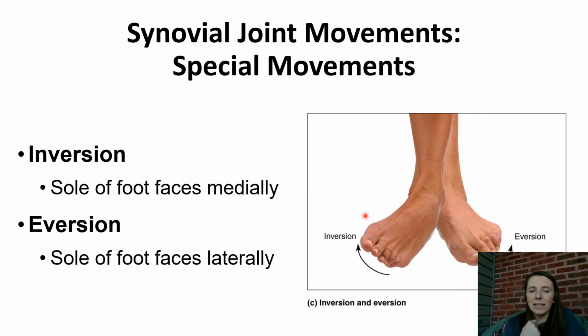And then the opposite of inversion is eversion, and this is a much harder one to accomplish just because of the structural anatomy of the ankle itself. But in eversion, you're going to move your foot from a neutral position and then the sole of the foot is going to try and face laterally. And like I said, eversion is kind of harder to do than inversion.